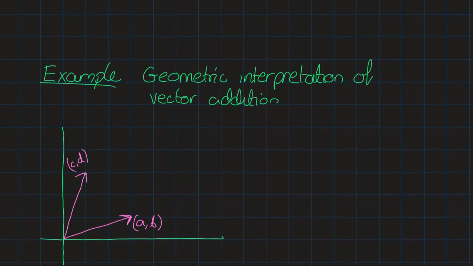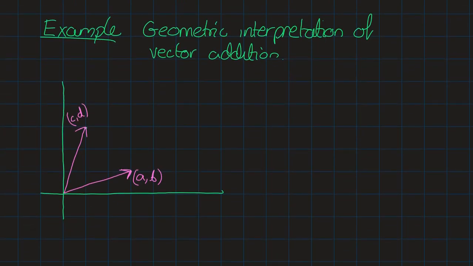Now, let's just quickly look at how to interpret vector addition geometrically. Because I always like to think of vectors geometrically. In my mind, a vector is an arrow. So everything I do with vectors, I want to know what it does geometrically. Well, let's say I have these two vectors right here.